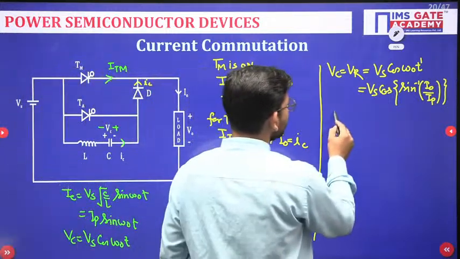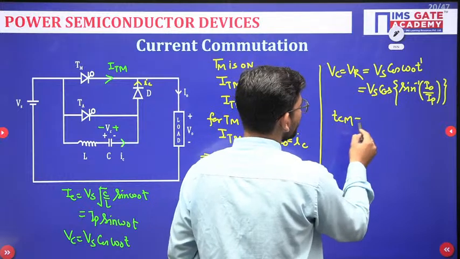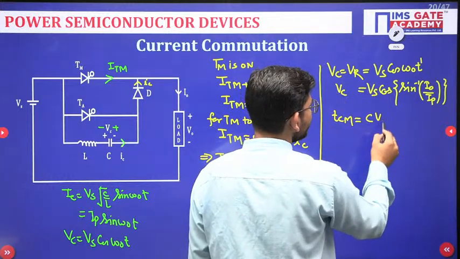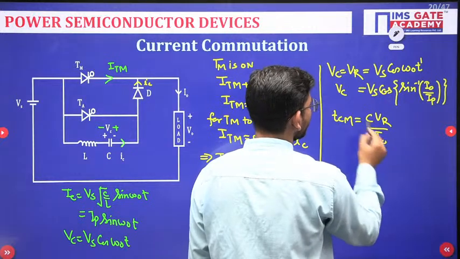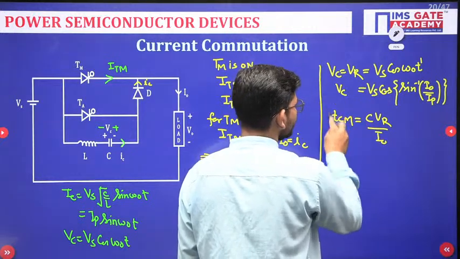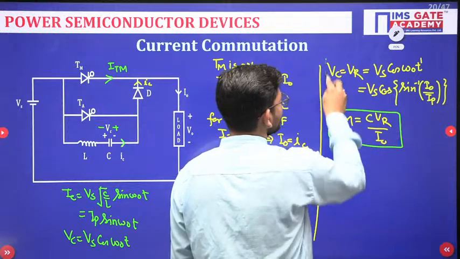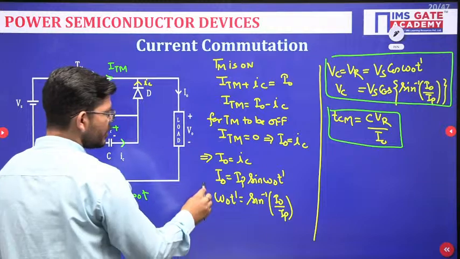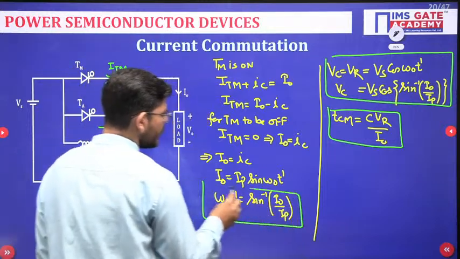Circuit turn off time is another important thing, and that you will calculate through C VR upon I naught. So this is an important formula. These two are the important formulas. Another important formula is this one.